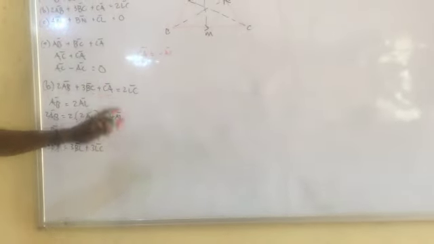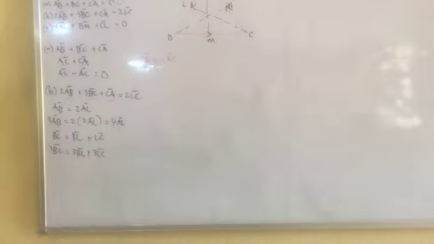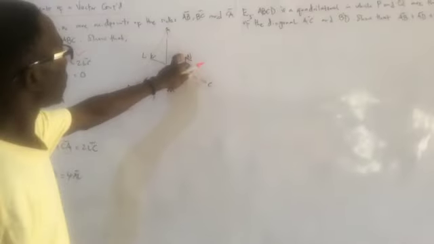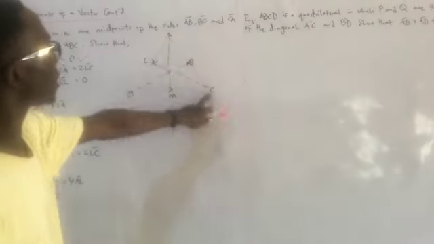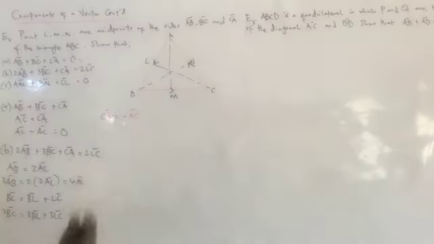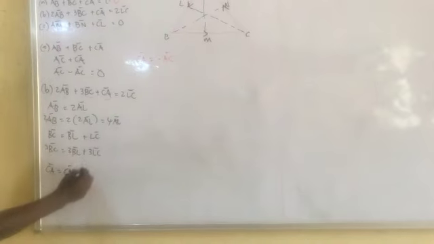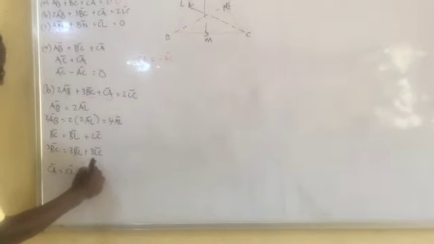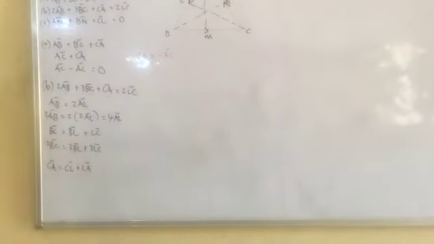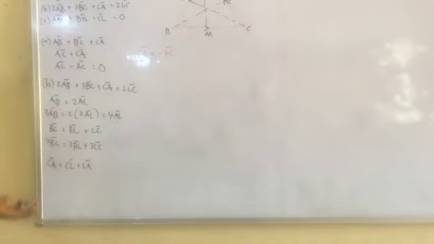Now, for CA, how do we get that? We have CA. CA will be CL plus LA. It's also the same method. So CA will be CL, where we are involving the midpoint, plus LA. Okay, now the CA we have, so we don't need to change anything there.